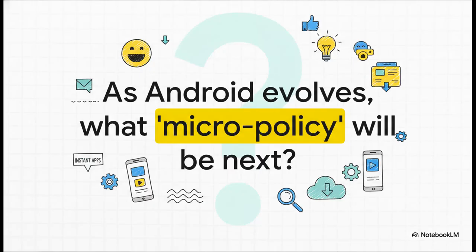And that really brings us to the final thought. When you look at these policies together, you see a clear pattern, right? Google is focusing more and more on these tiny details, these micro policies that have a huge impact on user privacy and experience. So it really begs the question, what's the next small detail that's about to become a major policy update? It's definitely something we should all be thinking about.